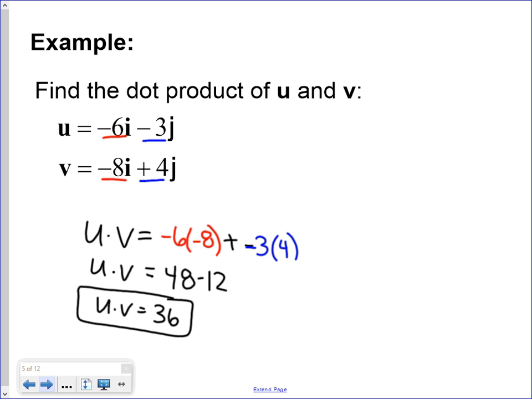When you add vectors, when you subtract vectors, when you do scalar multiplication, your answer is another vector. When you do a dot product to multiply vectors, your answer is just a number.